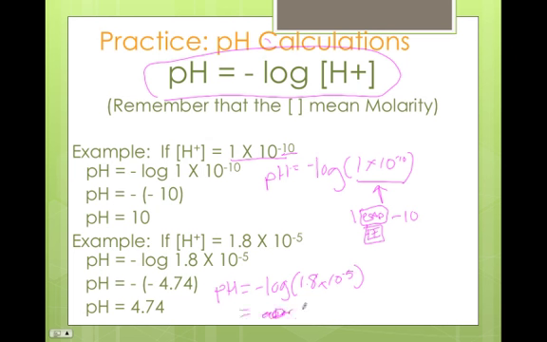If I put this into my calculator, I'm going to get negative 4.74. That's a decimal, which means that my pH is 4.74. It's always going to be somewhere around this number right here.